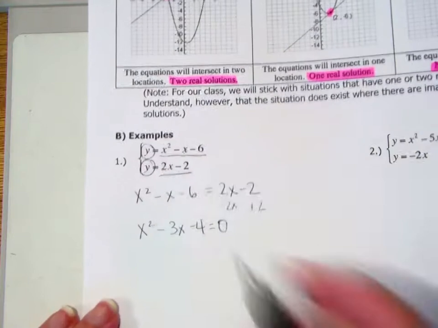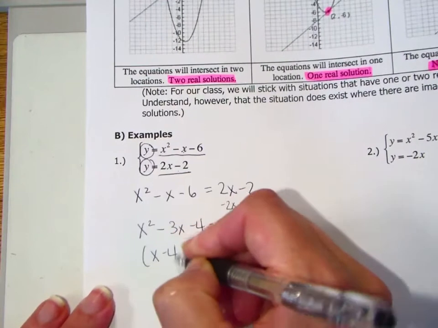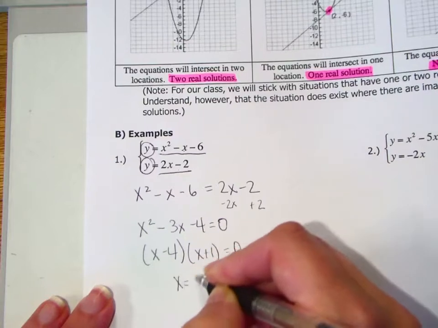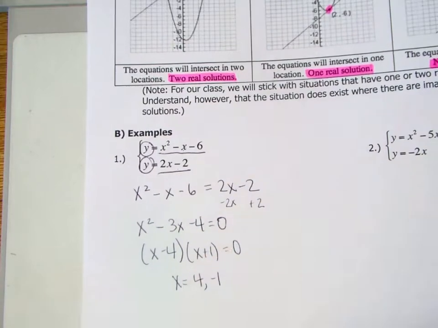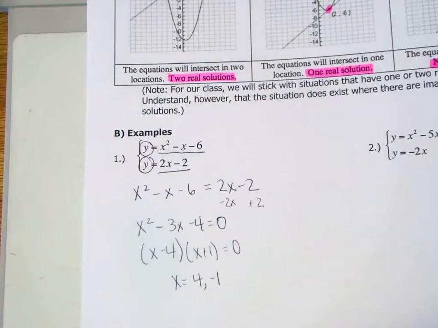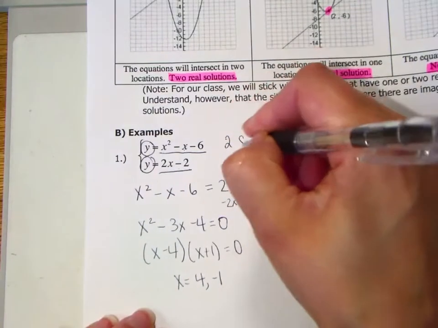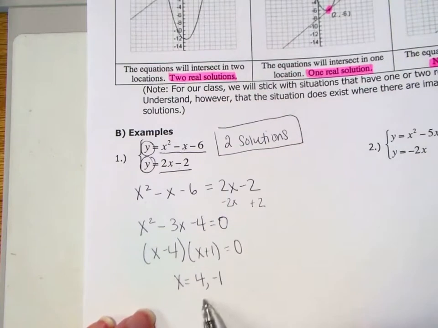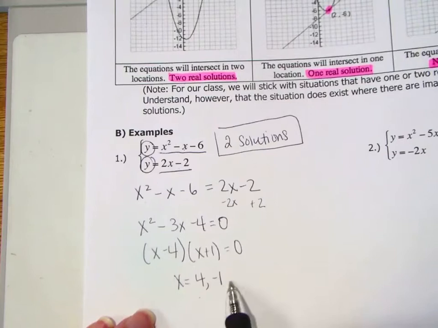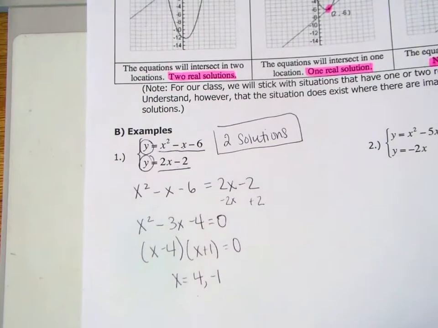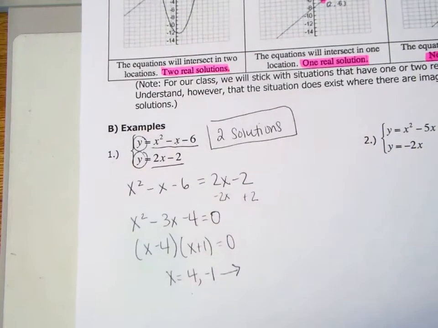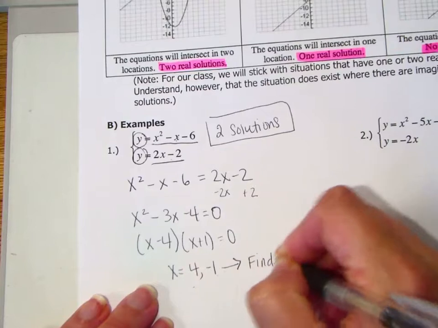This is a quadratic that does factor, so we can go ahead and factor to x minus 4 times x plus 1. So the two x values that I'm getting are 4 and negative 1, which makes sense because I know that I should have two solutions, two ordered pairs. So hopefully these are the two x values of my two ordered pairs, my two solutions. So from those x values, we need to find the y values.